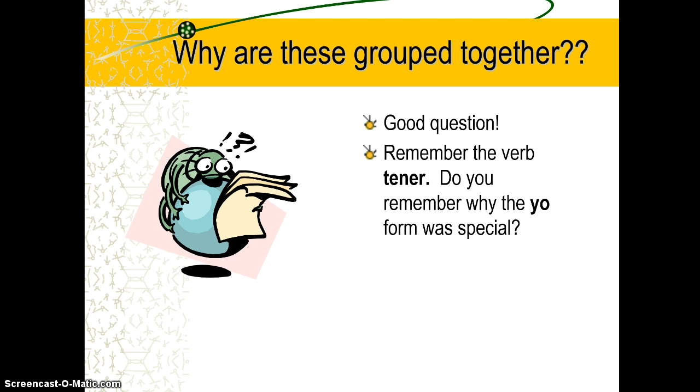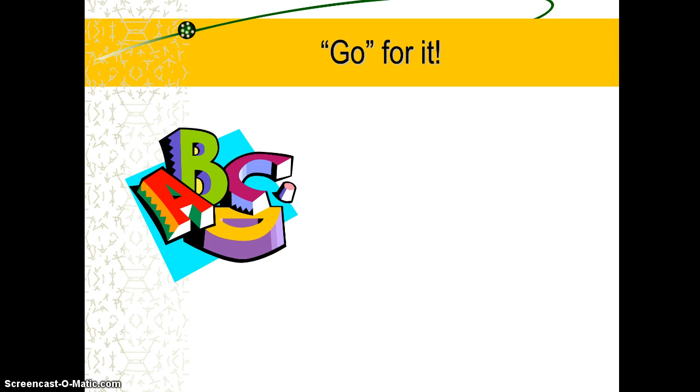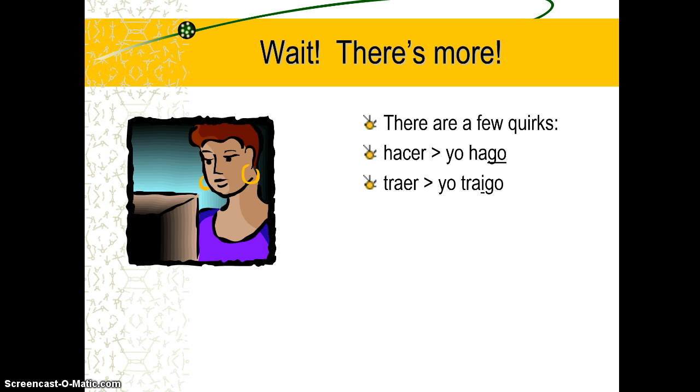Okay, so why are these grouped together? You guys remember the verb tener, right? What do you remember about the yo form? It was tengo, right? The yo form ends in go. Now, what do you think that the yo forms would be for salir and poner? Yo salgo, yo pongo. Pretty easy, right?